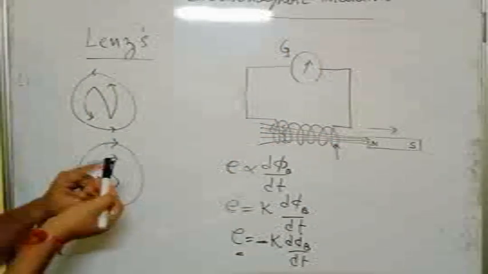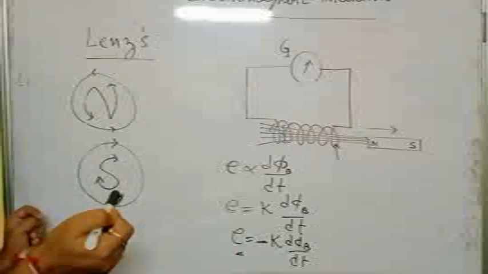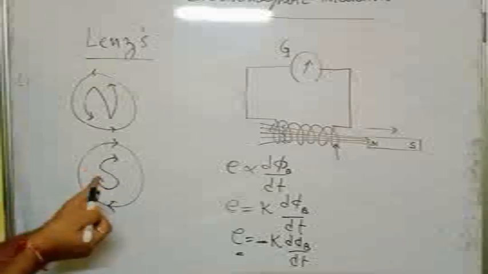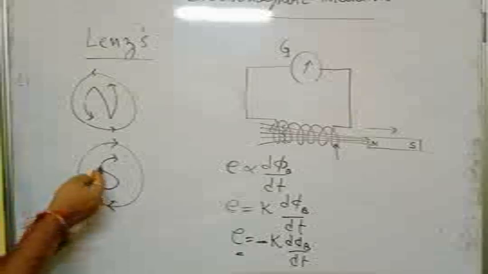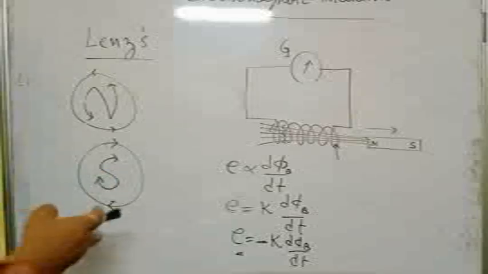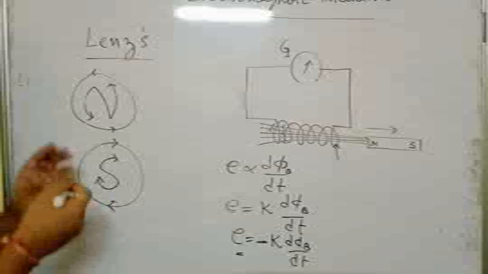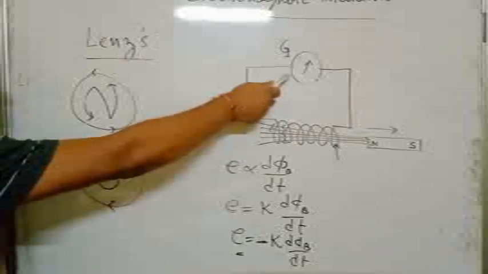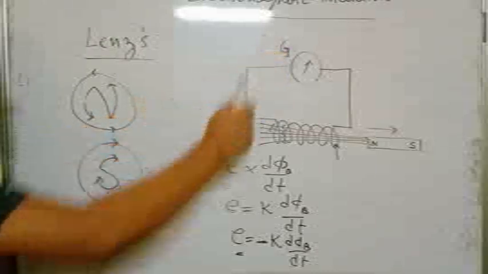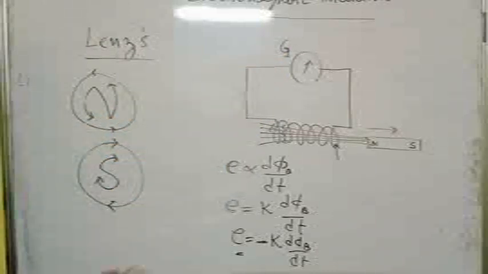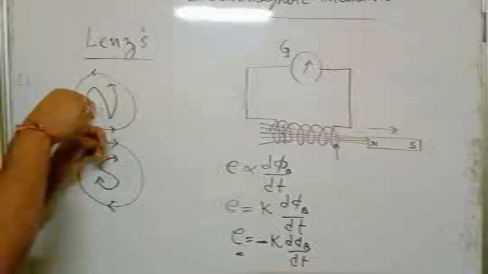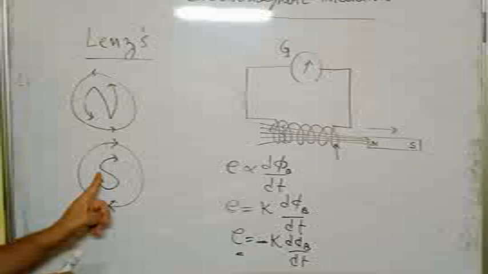When you take the north pole away from the face of the coil, a south pole is created here. And between this north and south, there is a force of attraction. So when there is attraction, you have to pull the magnet away from the coil. When you pull the magnet away from the coil, you must do mechanical work. That mechanical work is converted into electrical energy shown by the galvanometer. Remember, if we take the reverse, a south pole will be created here, and when we move away, a north pole will be created here.